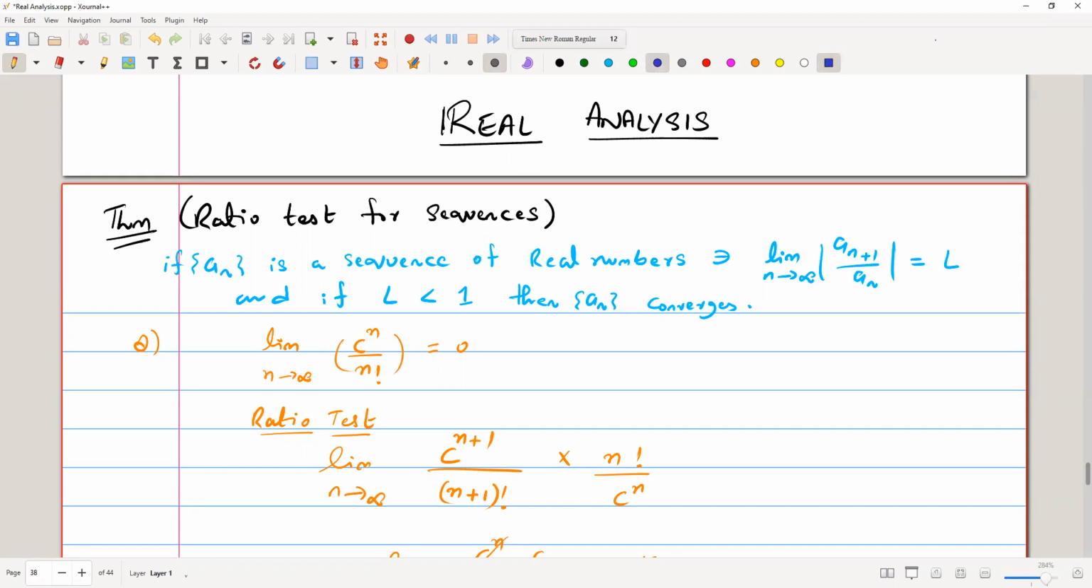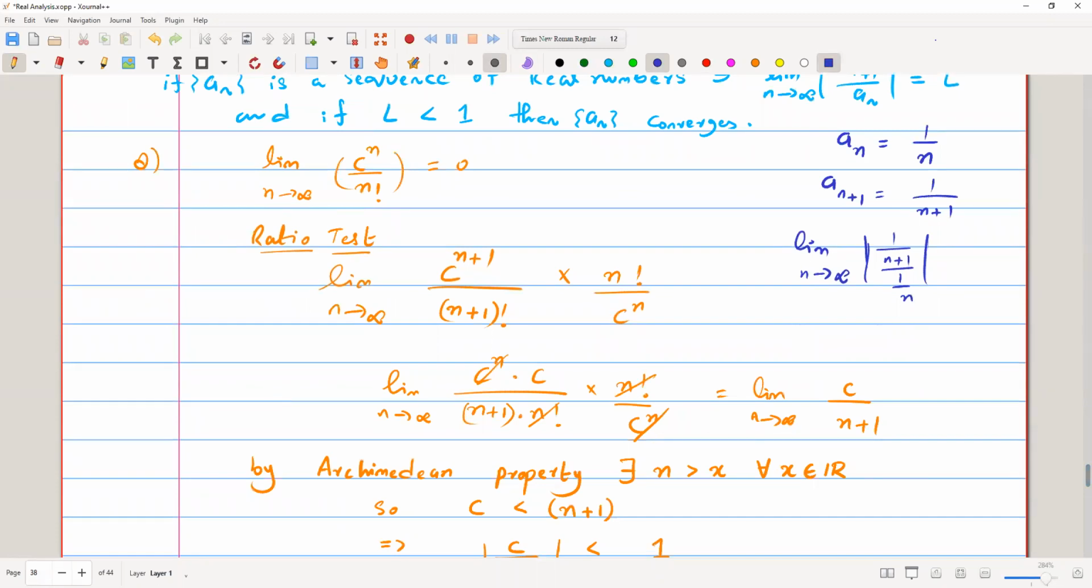Now, what does it actually mean? If we are given a sequence, for instance 1 over n, then a_(n+1) is obviously going to be 1 over n plus 1. We test this by applying the limit to the absolute value of a_(n+1) over a_n, and we have to check whether this is less than 1 or not.